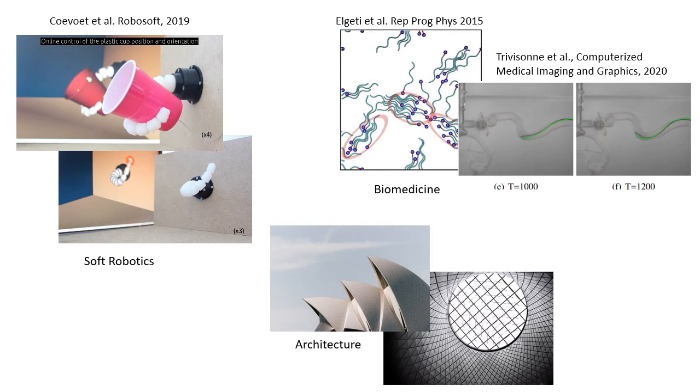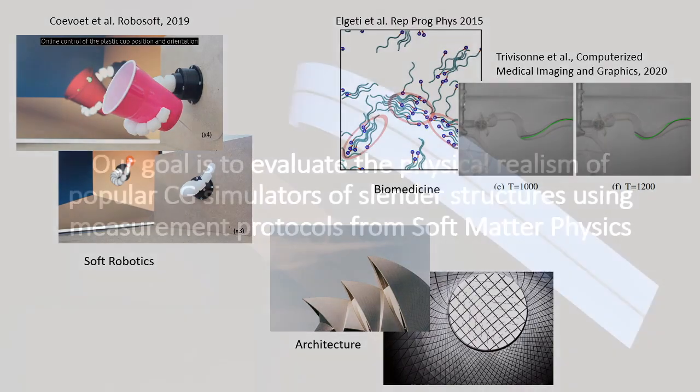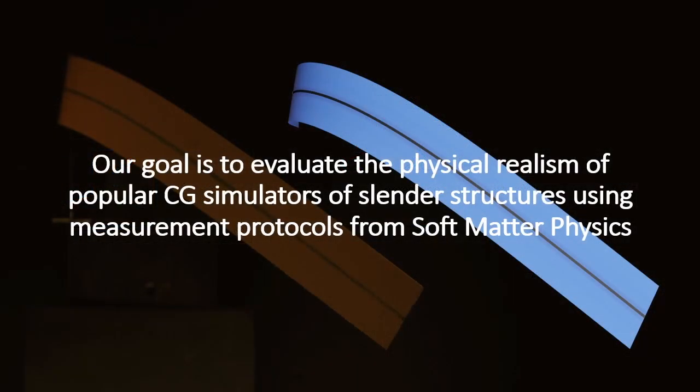In these domains, the accuracy of the predictions made by the simulators is critical, and so the need for validated simulators is increasingly important. Therefore, in this paper we evaluate the physical realism of computer graphics simulators of slender structures by using measurement protocols from the soft matter physics community.